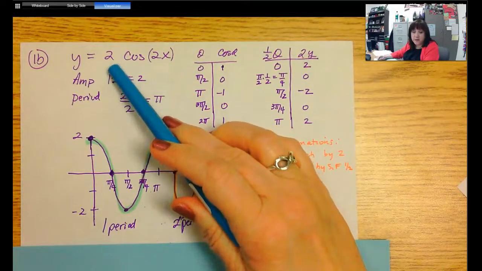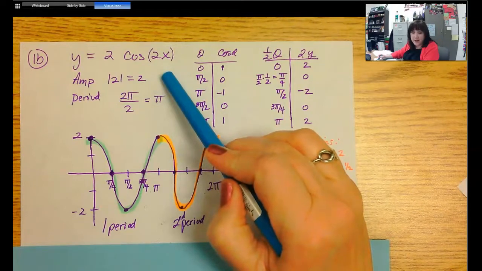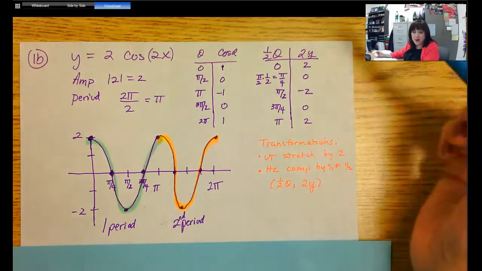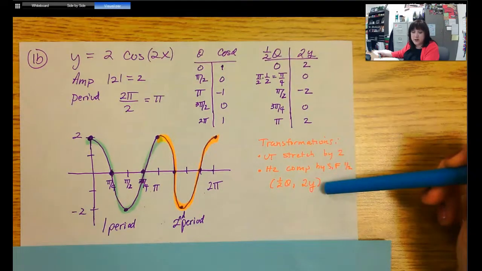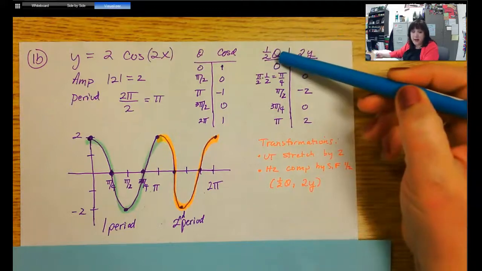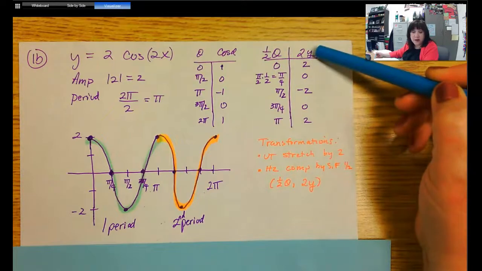So then in terms of what I do to my graph, the 2 is going to be multiplied by the function value, and the 2 inside is a reciprocal 1/2, which is going to get multiplied by the x value. So our transformations here take us to the transformation point of 1/2 theta, 2y. And so I take my angles and I multiply them by 1/2, and then I take my y's or my cosine theta values and multiply those by 2.